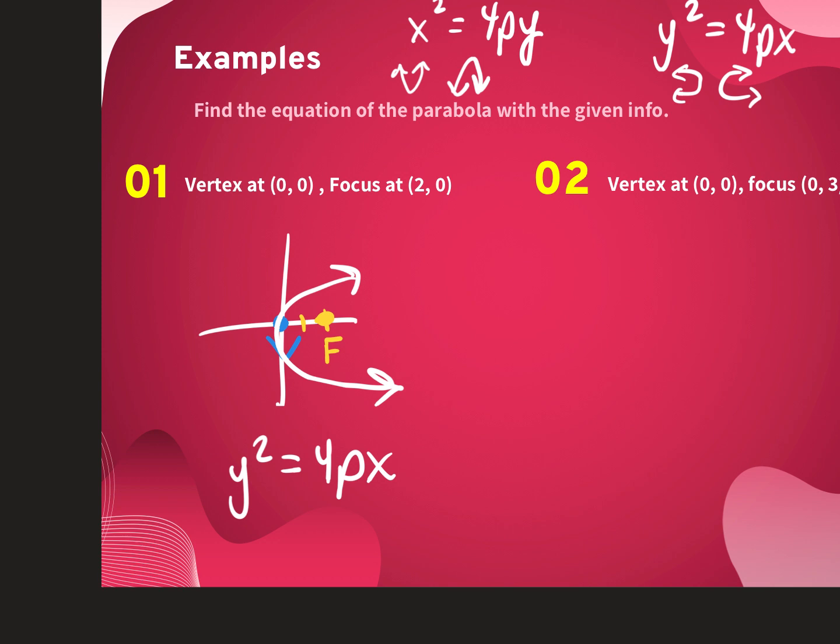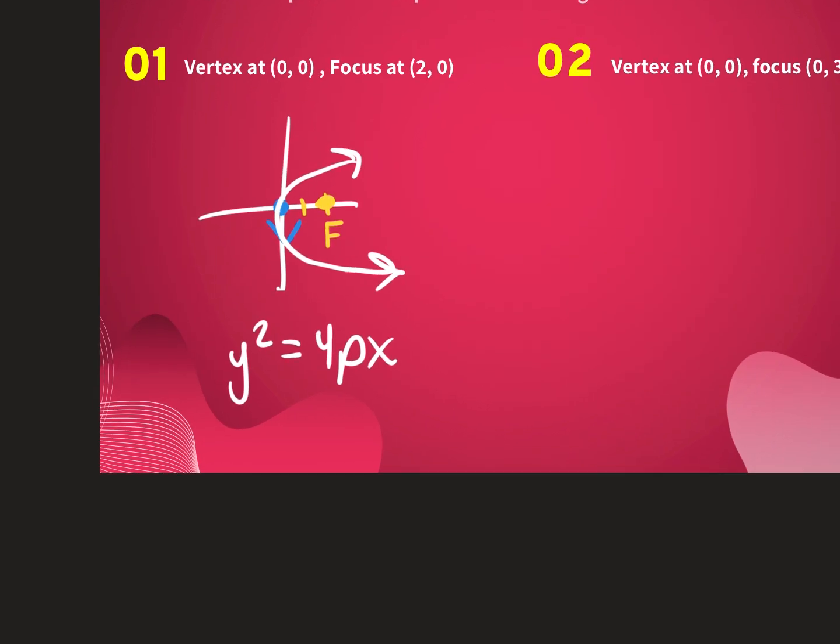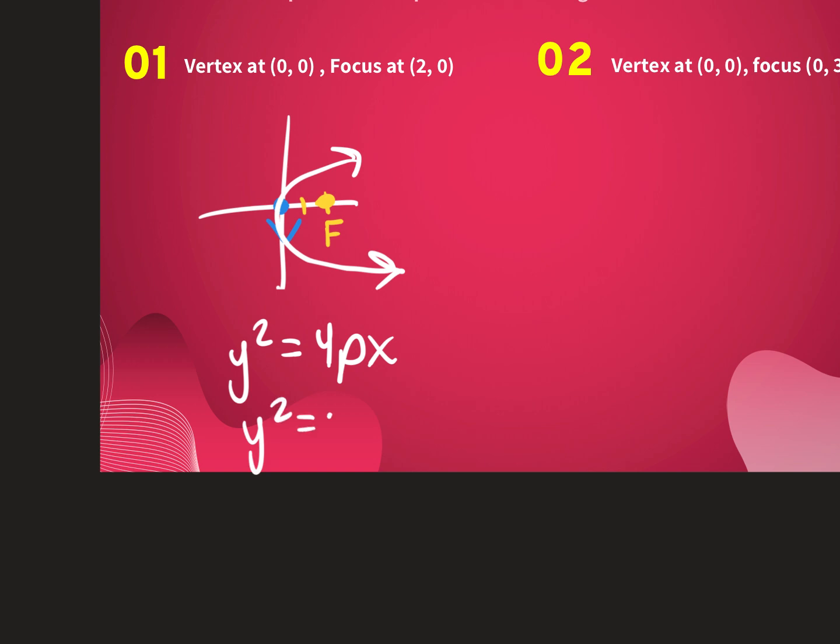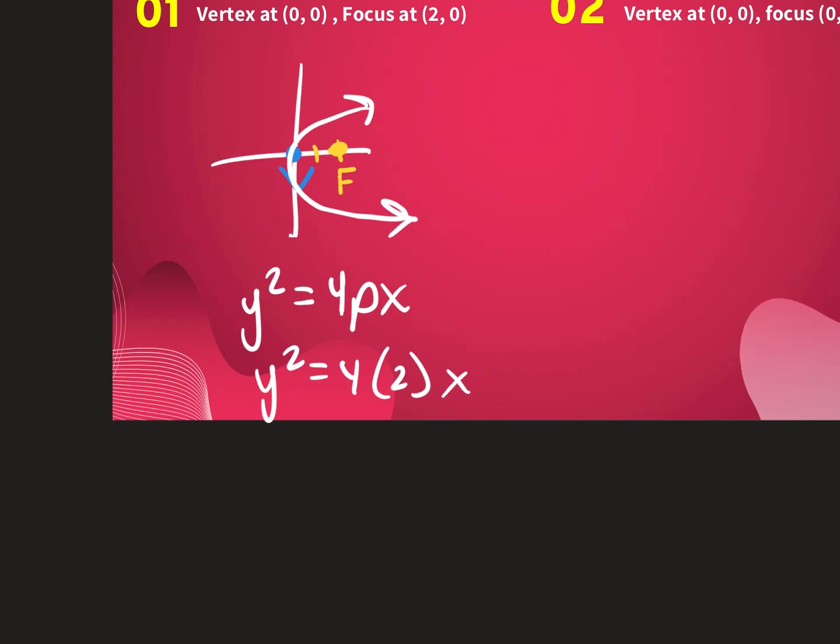So think about it, guys. Can you count? How far is it from V to F? 2. Is it positive 2 or negative 2? Look how easy that was, guys. Y squared equals 4 times, what's our P? Positive 2x. Can I simplify that? Yep. Y squared equals what?